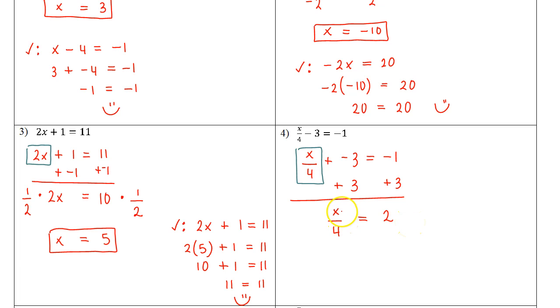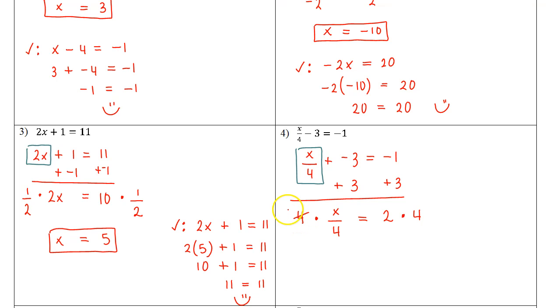Now at this point, remember what this means. This means we have the variable x divided into 4 parts. And so a fourth of x is equal to 2. We want to know what the whole x is equal to. So that means I need to multiply by 4 because 4 fourths will give me 1 whole. And if I multiply by 4 on the left side, I have to multiply by 4 on the right side.